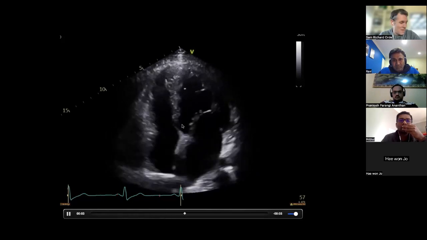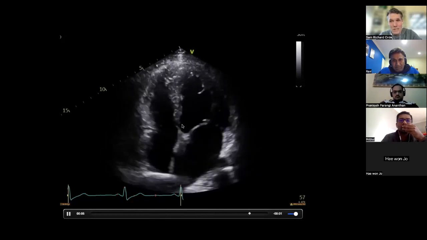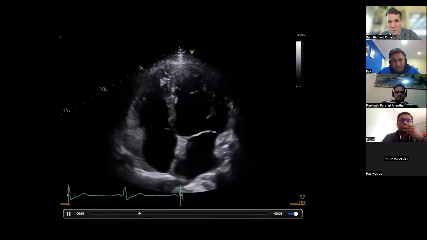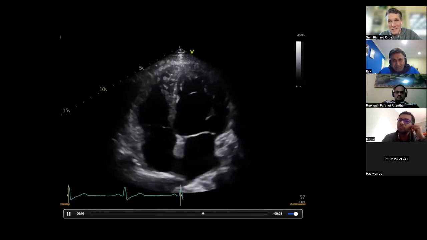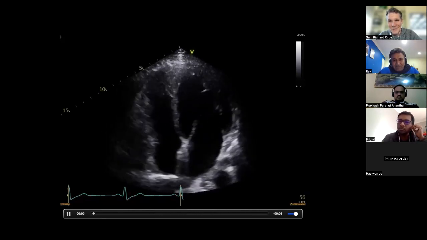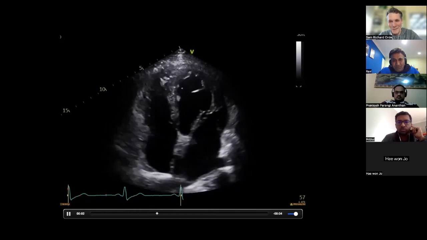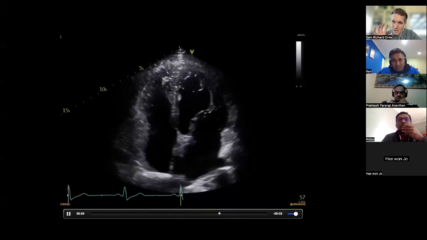Here you picked up the inferoseptal, which you called slightly hypokinetic, and I'm sure you won't mind if I jump down your throat on that one, because it's either hypokinetic or it isn't. And so slightly hypokinetic, again, this is not pass or fail, but just for the tightness of the language.